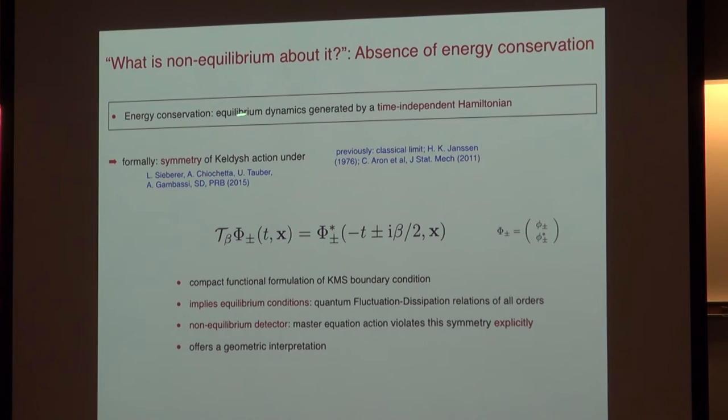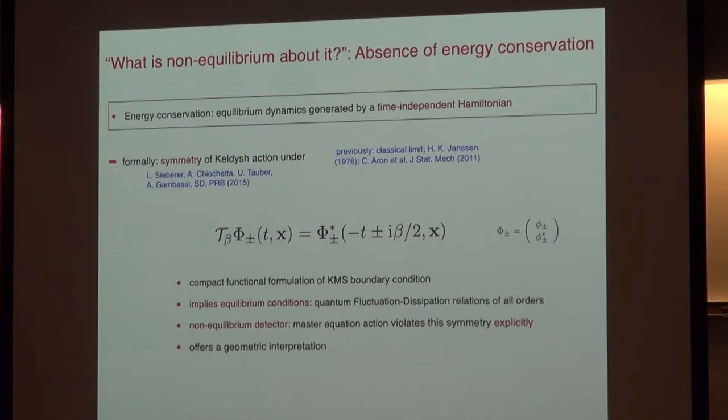Equilibrium dynamics is generated by a time-independent Hamiltonian. If we take this seriously, we look at any time-independent Hamiltonian, and we find, interestingly, there is a specific symmetry of the action that is associated to this time-independent generator of dynamics. It's put down here. We don't need the details for the expert. It goes into a compact formulation of the so-called KMS boundary condition. The power of this symmetry transformation is that when it is present in your microscopic action, it implies equilibrium conditions. It implies quantum fluctuation-dissipation relations of any order to be valid.